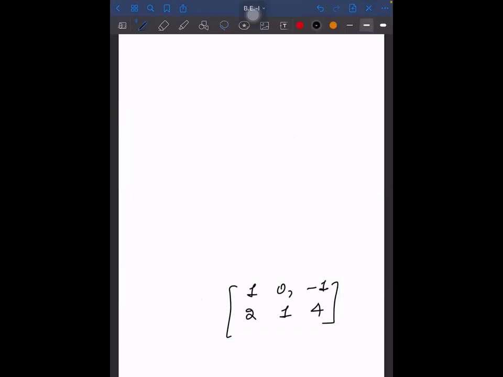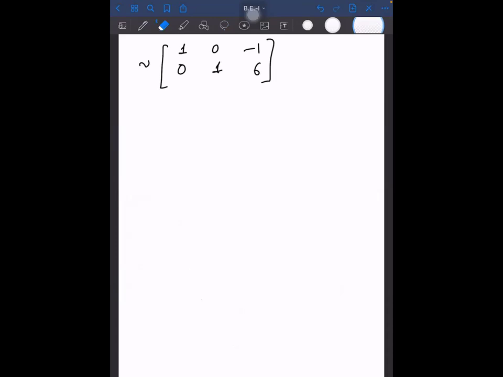Right? So this is going to be 1, 0, minus 1. And this is going to be 0, and this will be 1, and this will be 6. Are you with me on this? Yes, sir. So now you see that both of the vectors are important for us. Why? Because we have reached the echelon form, right?